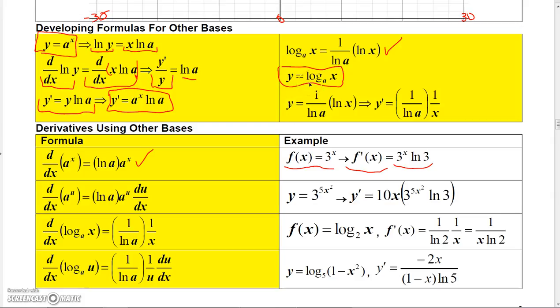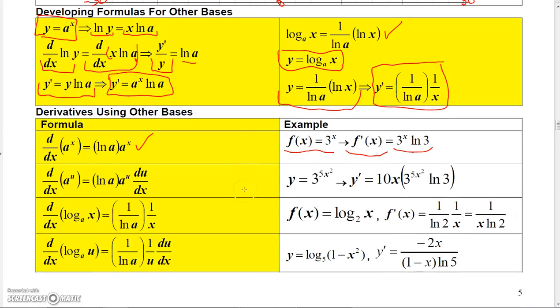So now, if I want to take the derivative of y equals log of x base a, it would be the same as taking the derivative of this function. And again, remember, 1 over natural log of a is just a constant. So the derivative of 1 over natural log of a times natural log of x would just be 1 over natural log of a times 1 over x, because we know the derivative of natural log of x is 1 over x.